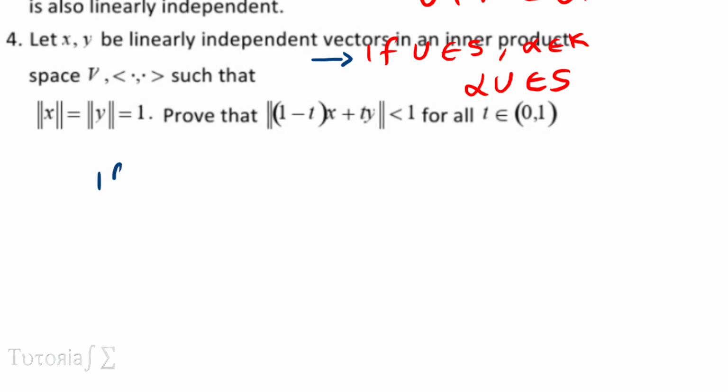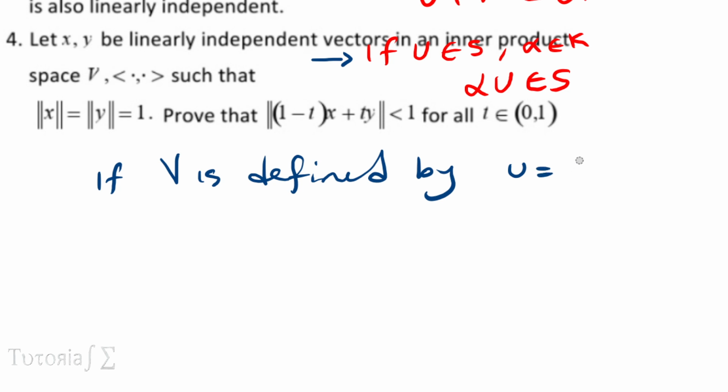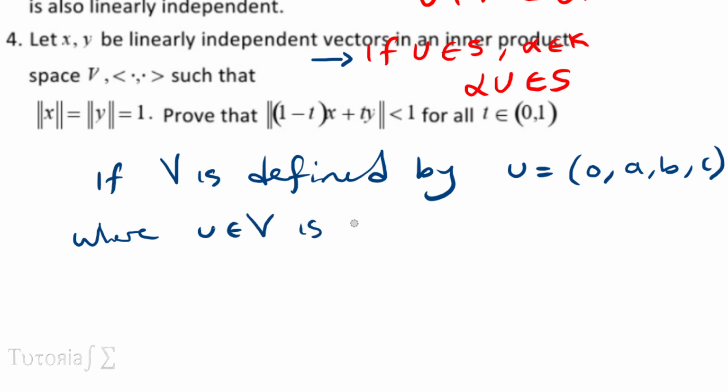So suppose V is defined by u equals 0, a, b, c, where u is an element of V. Is this a subspace?